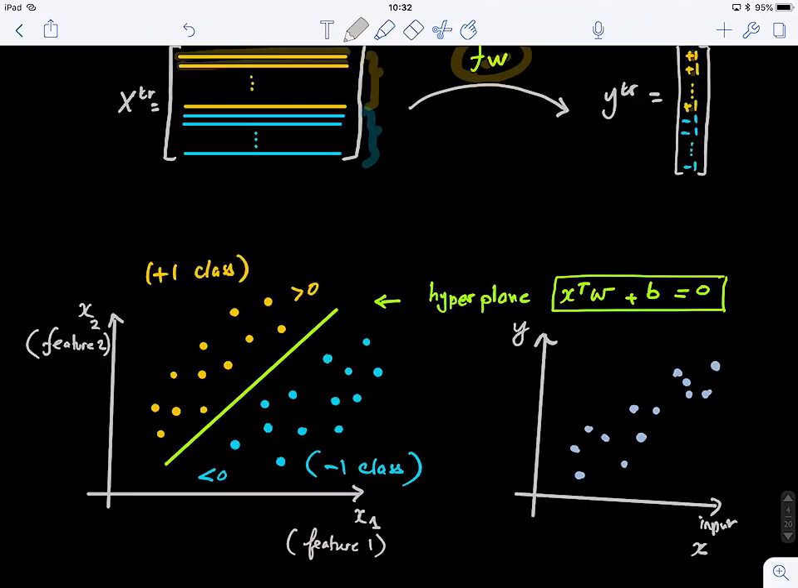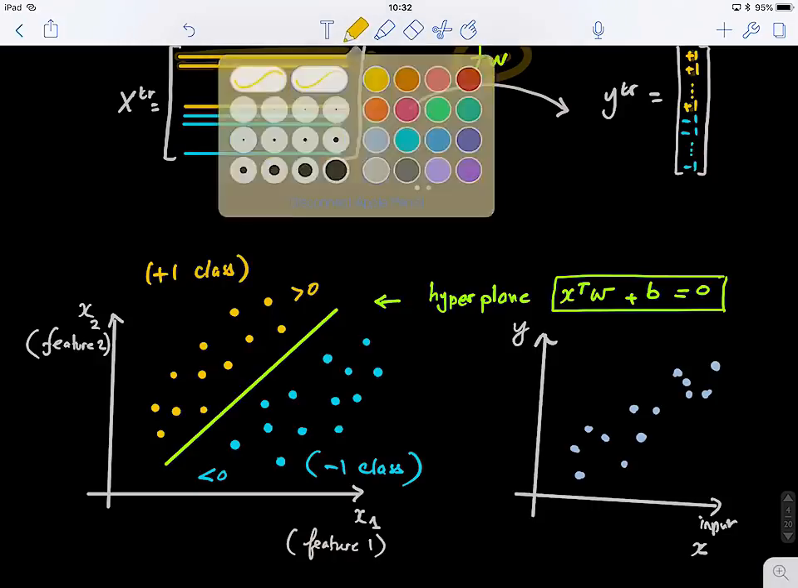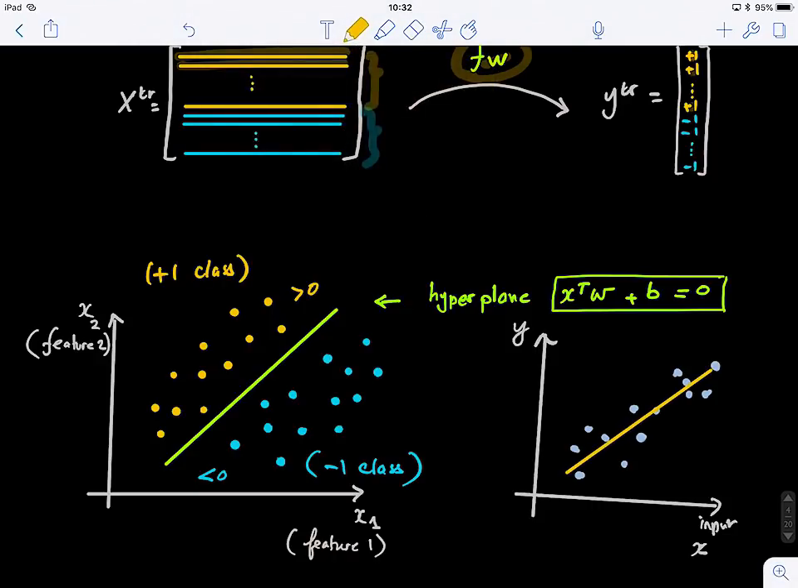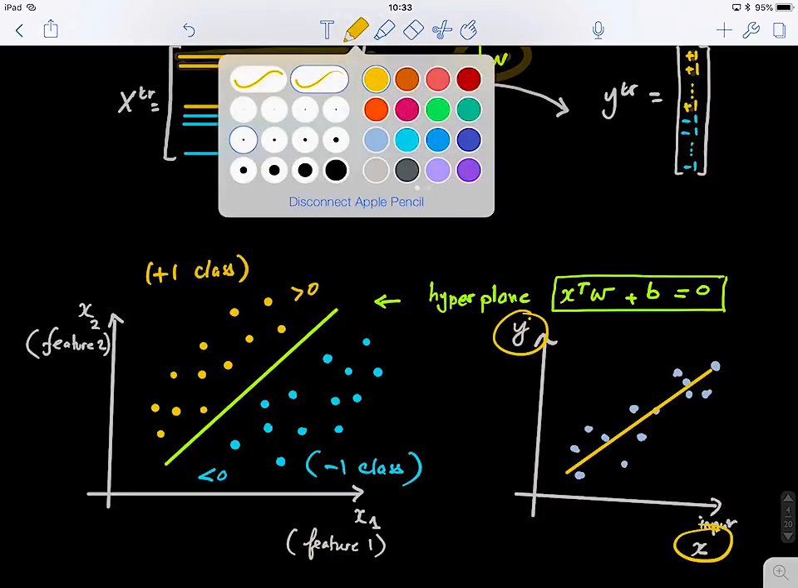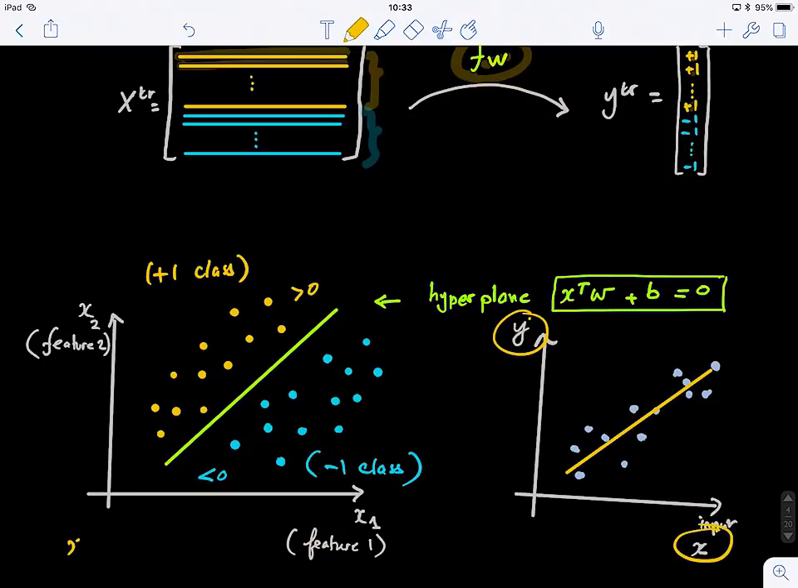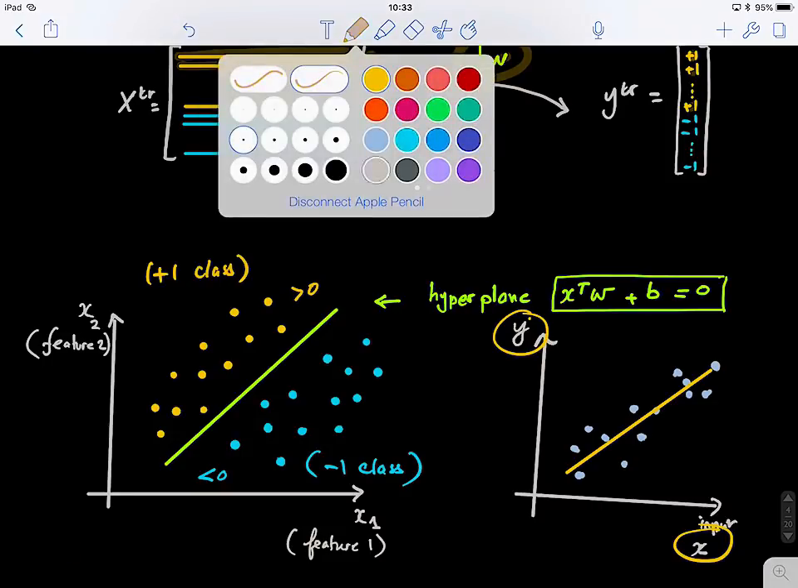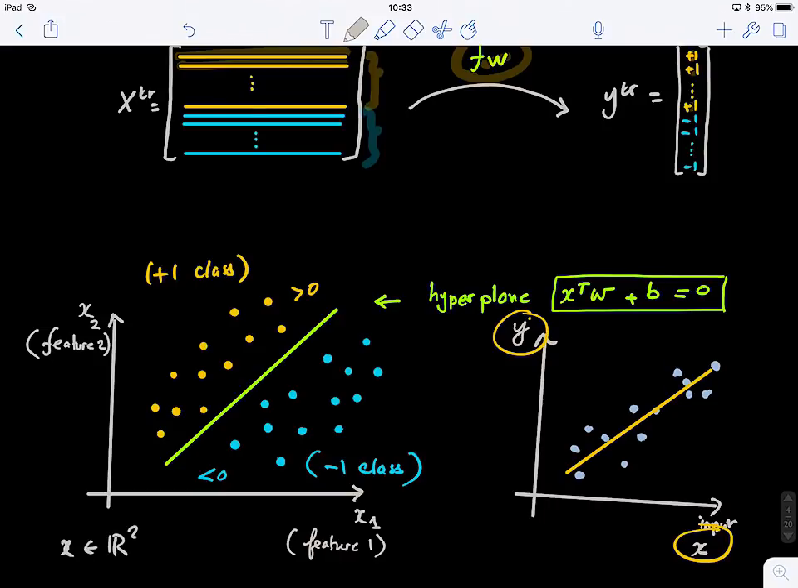Classification is slightly different. In regression, we learn how to represent the data by a line or by a curve, capturing the relationship between the target output that we want to predict and the input. That's a regression model. Now for a classification model, what we're interested in is the relationship between the features. Say each sample belongs to R^2, so it has two features.